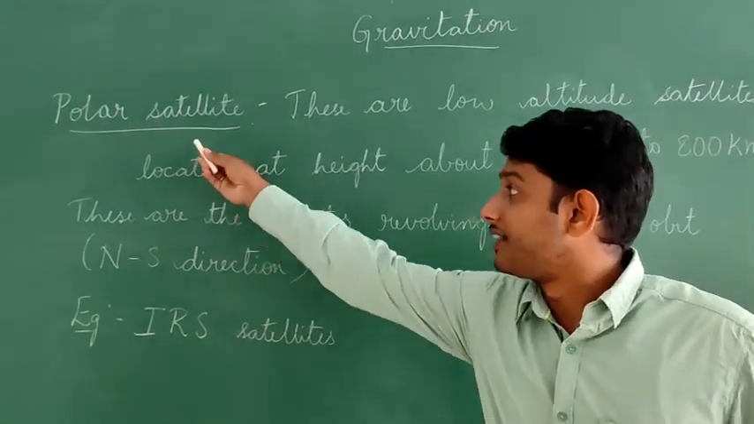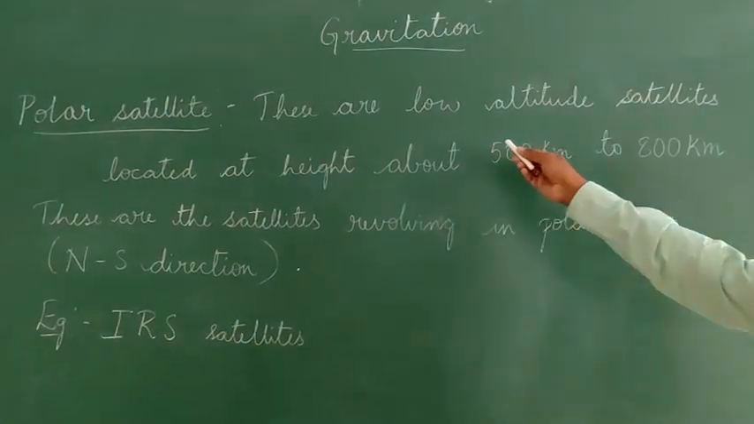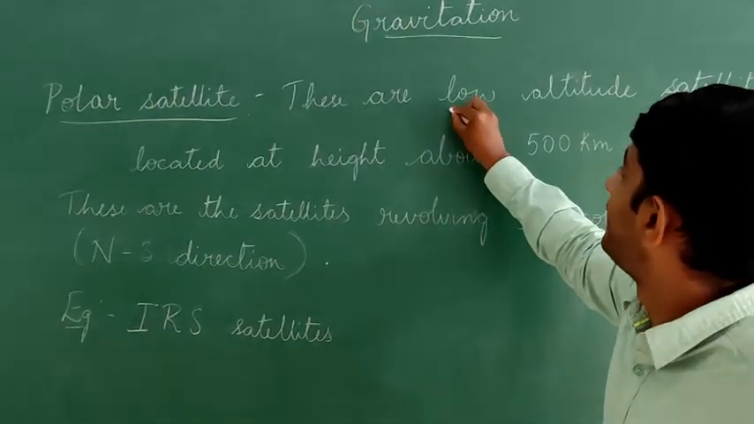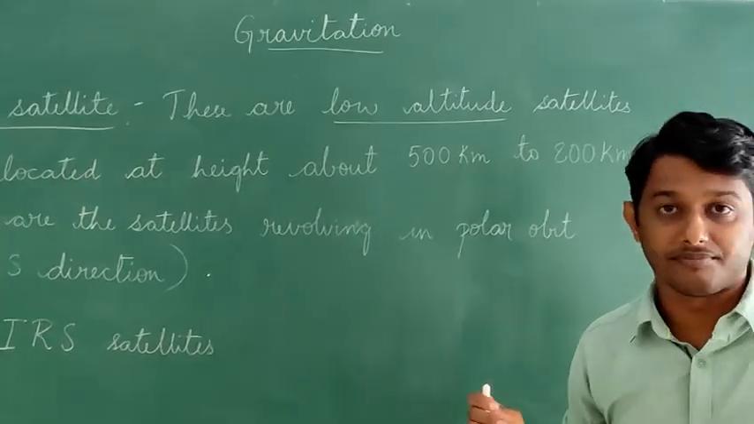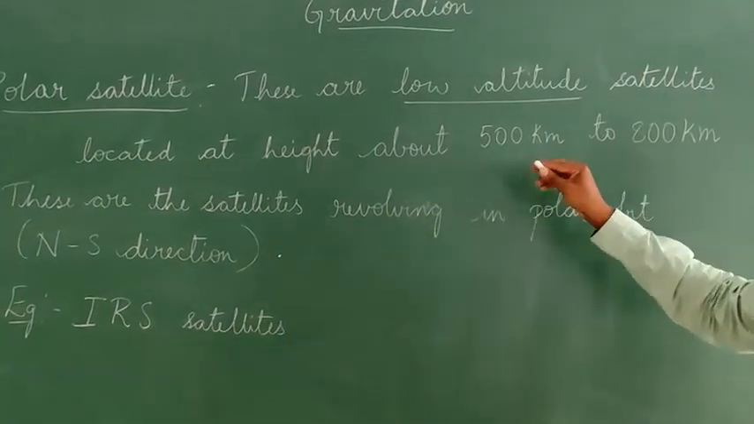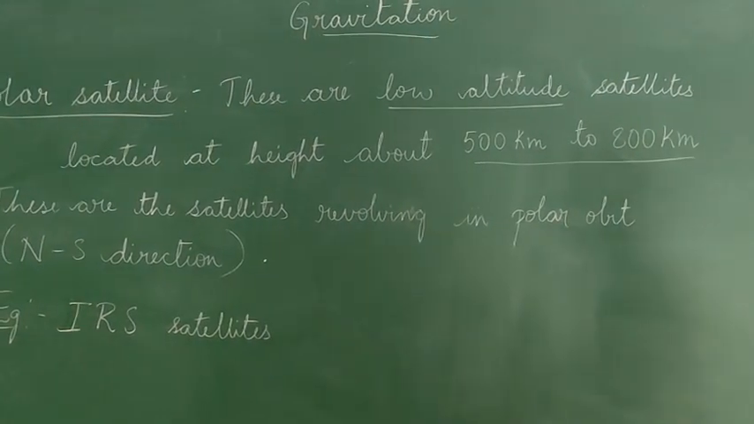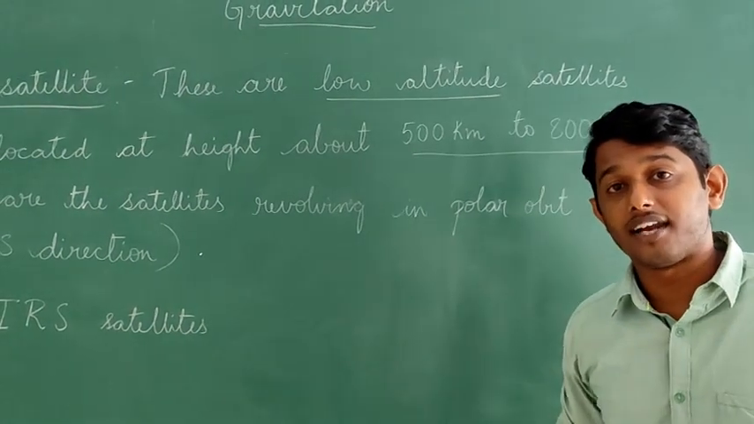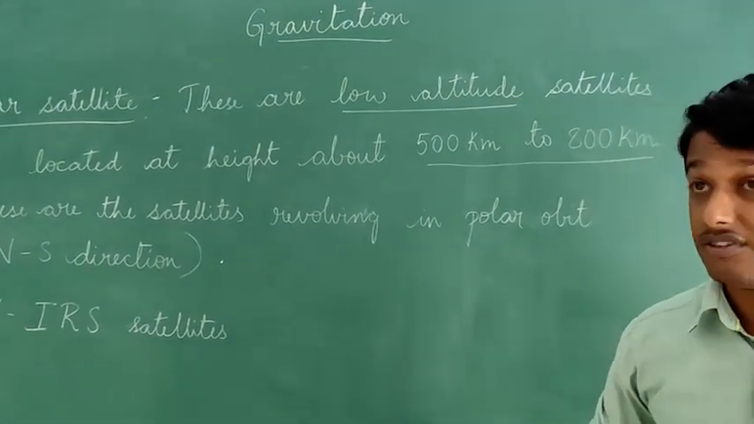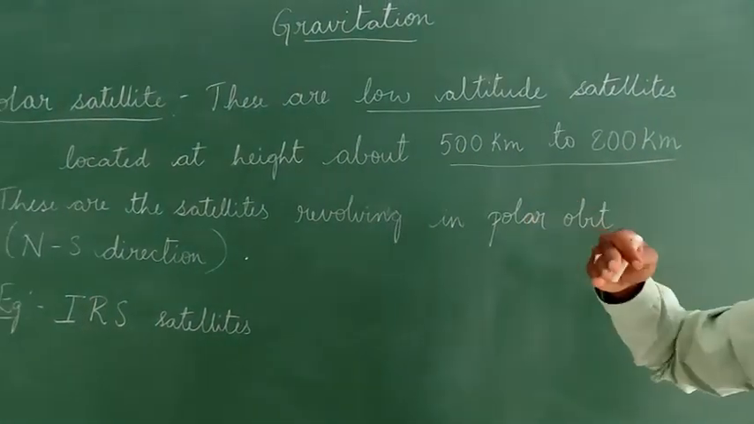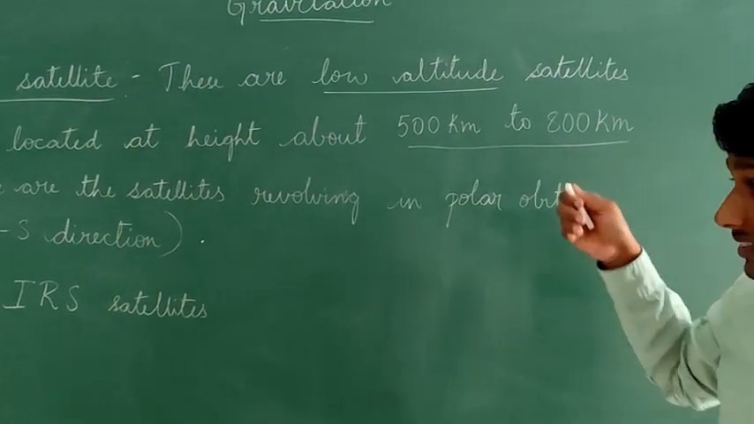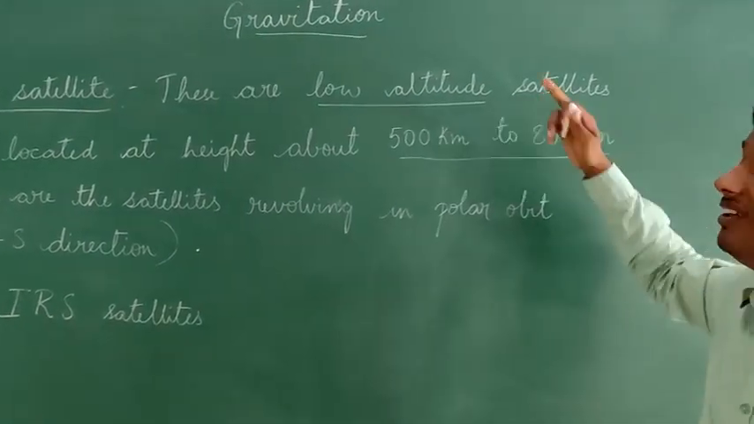The next topic is polar satellites. These are low altitude satellites, which means they are placed at lower heights, about 500 to 800 kilometers. Geostationary satellites were placed at around 36,000 kilometers, while polar satellites are placed around 500 to 800 kilometers. This is the reason they are called low altitude satellites.